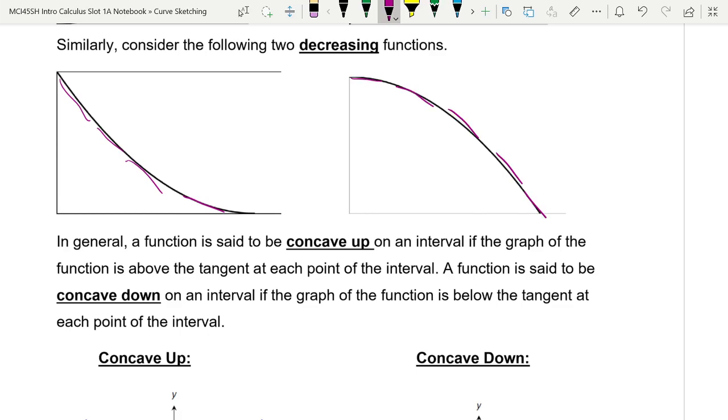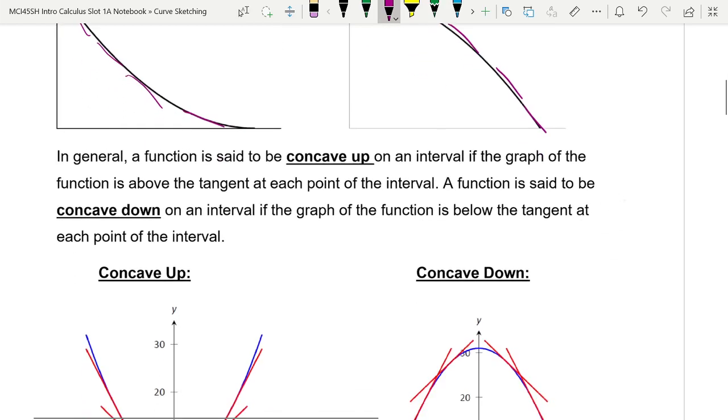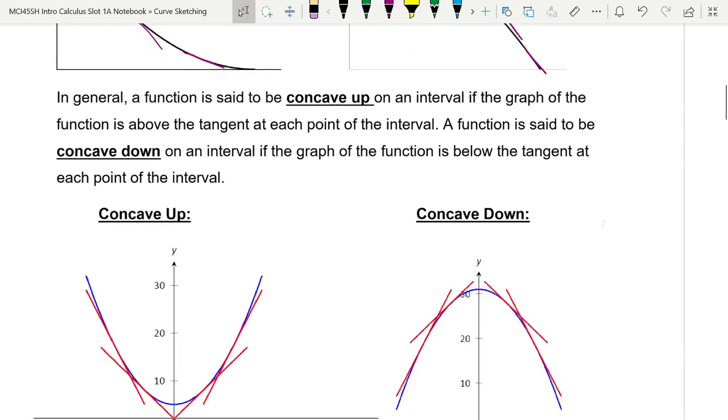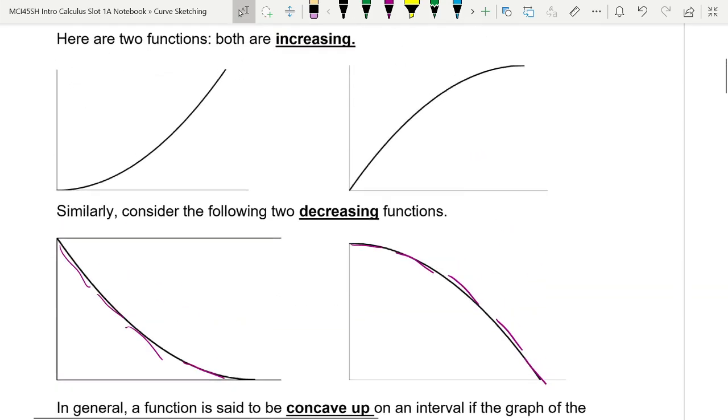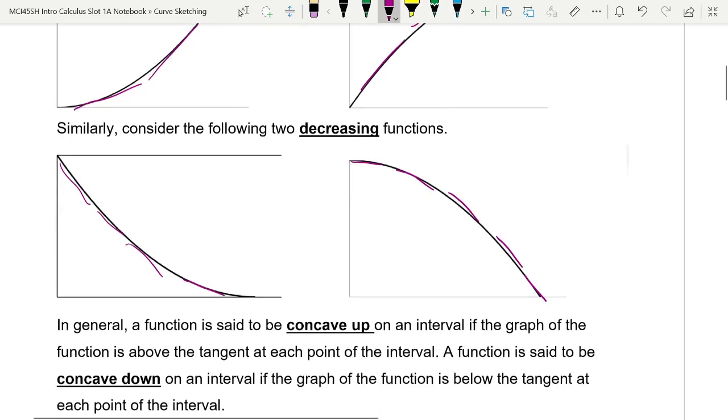So in general, we would say that a function is called concave up over an interval if the graph of the function is above the tangent line at each point of the interval. So let me go back to those tangent lines I drew. I don't know why I erased these guys. Oh, because they were terrible, that's probably why. So there we go. Notice that except for this one that I drew really, really badly. Let me try that one again. There we go. All of the tangents here are below, and all of these tangents are above. All of these tangents are below, all of these tangents are above.